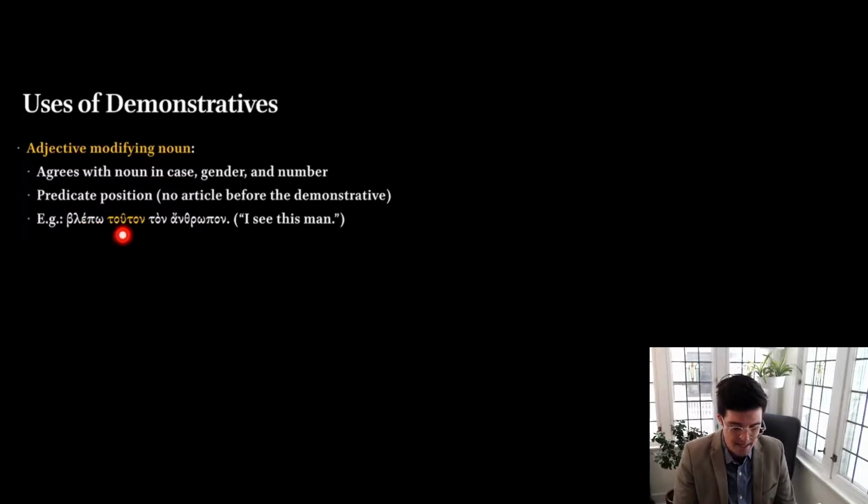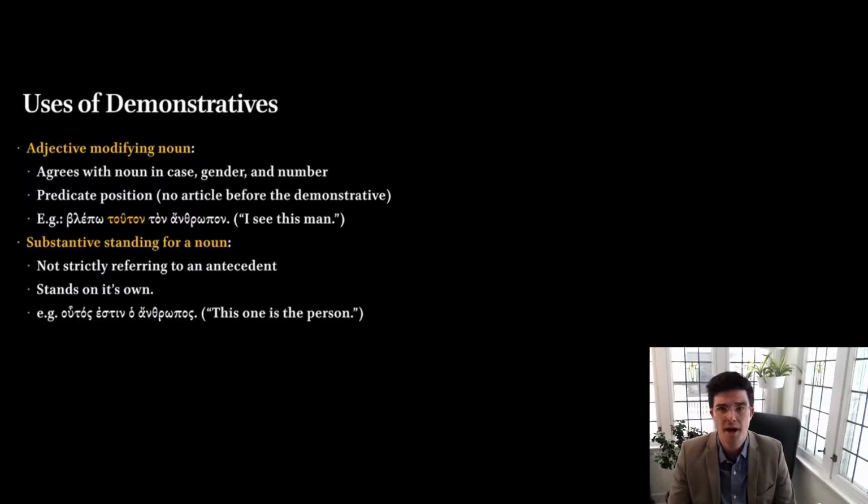So, I see this man. So notice how there is no article before Teuton here. The article comes after Teuton before the noun. So this is in predicate position. And then our substantive standing for another noun. So this is a pronoun usage of the demonstrative. And in this case, the demonstrative pronoun does not strictly refer to an antecedent. It's a case where someone has not been introduced yet, or it's not referring back to someone else, but it's referring to someone who is sort of new into the discourse and stands on its own.